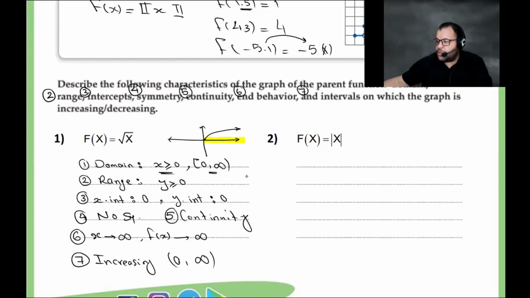Okay. For number 2, how can we graph that? The absolute value function is represented as a V shape. That's it, the V shape. So how can we graph this one? How can we find the domain?